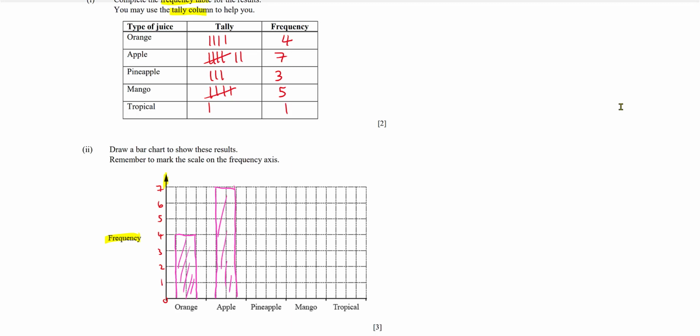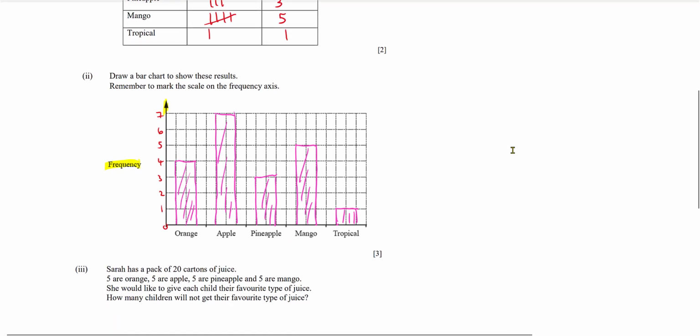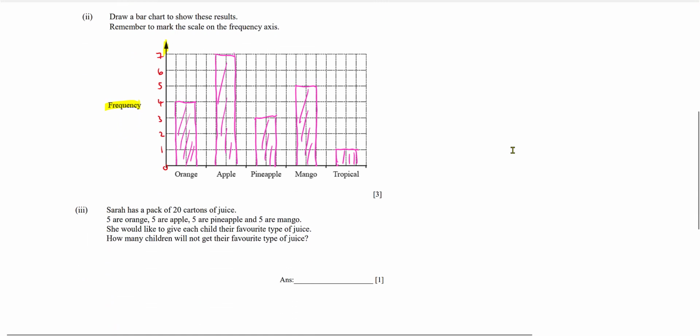So that is apple. And pineapple is 3. So that's there. Mango is 5. So that will be up to there. And tropical was just 1. Okay, so that is our bar chart done. And now if we just scroll down a bit more for part 3.